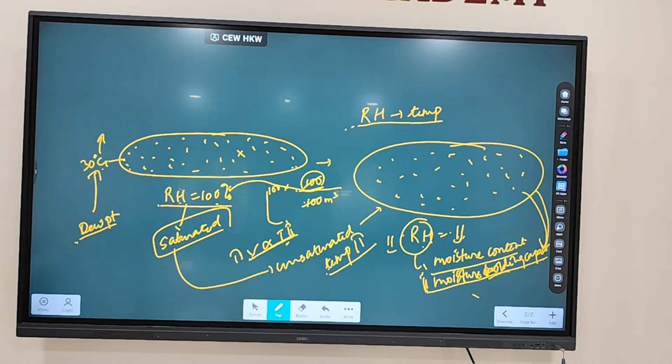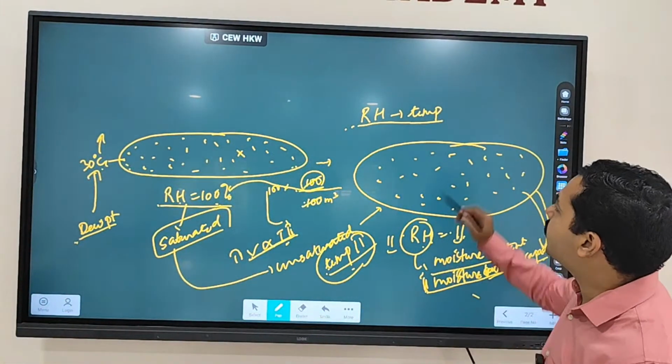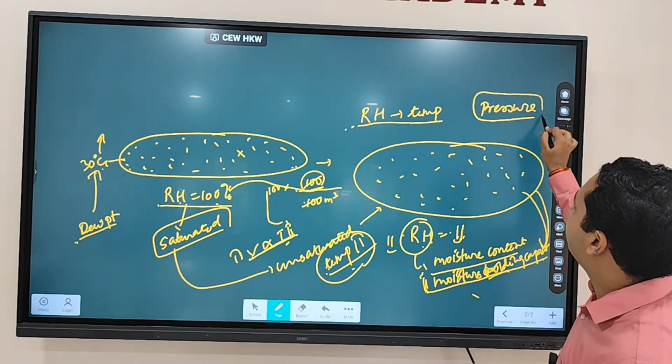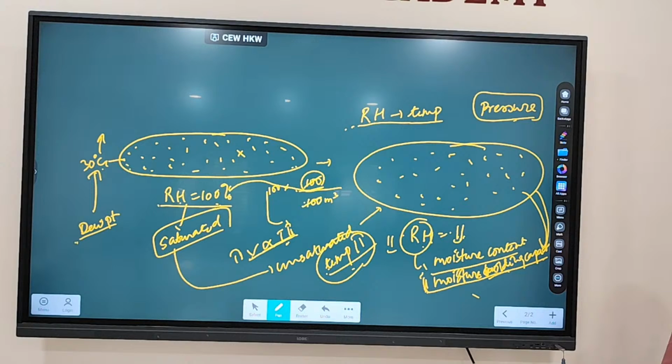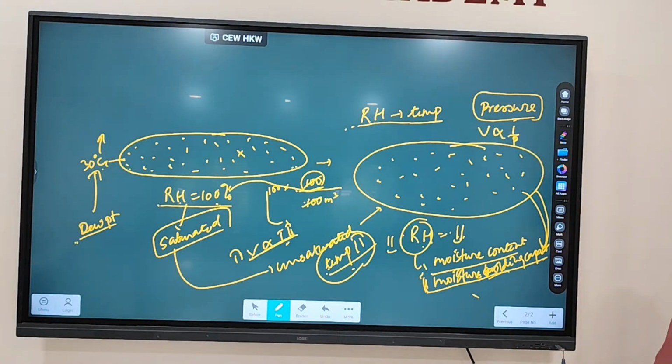Fine. So one way you can change the relative humidity is by varying the temperature. What will happen if you vary the pressure? Now you know that volume is inversely proportional to what? Pressure. Volume is inversely proportional to pressure. As you are increasing the pressure, what will happen? Compression will happen. Compression means volume will decrease. So if you are varying the pressure, then also relative humidity is going to change.